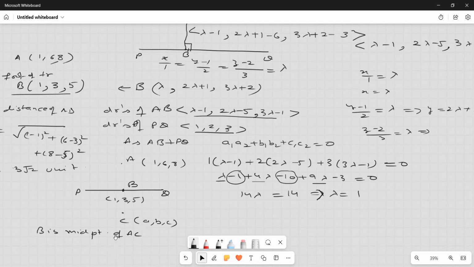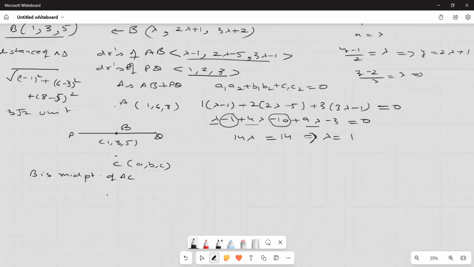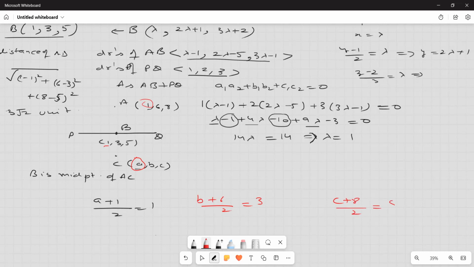So apply this: (A + 1)/2 is equal to 1, this plus this plus this by 2 is equal to 1. Then (B + 6)/2 is equal to 3, and (C + 8)/2 is equal to 5. Midpoint formula: (x1 + x2)/2, right? So that is giving you A is equal to 2.